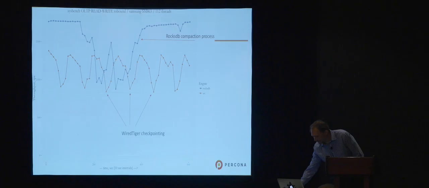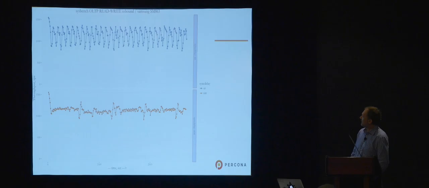Now, to try to deal with this WiredTiger variability, I tried to play with the sync delay option, this checkpoint interval. By default, it's 60 seconds, 1 minute. And in this case, I tried to increase it to 10 minutes. And you can see it kind of helps. Now performance is more uniform, but still you see every 10 minutes a kind of cardiogram behavior where performance jumps up and down for WiredTiger.